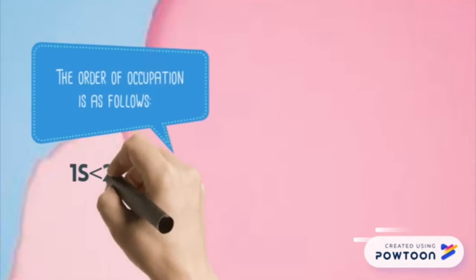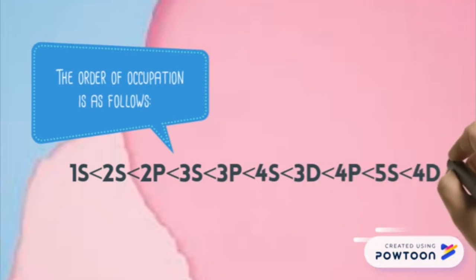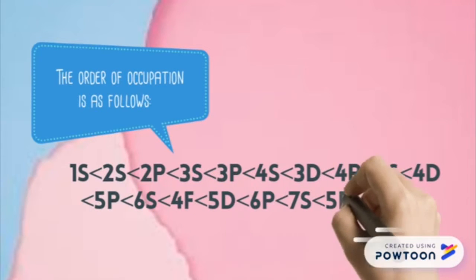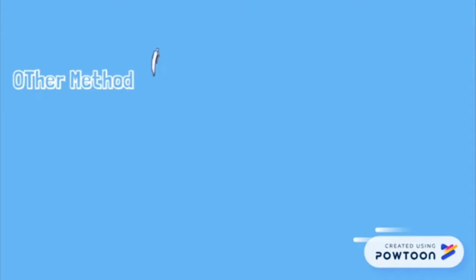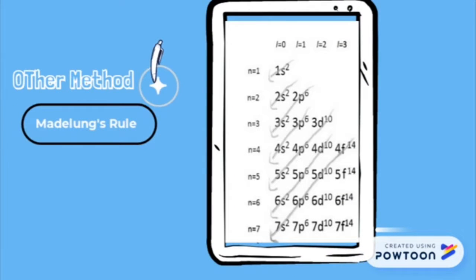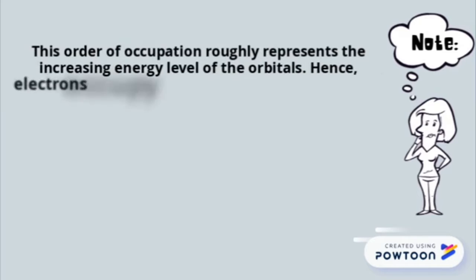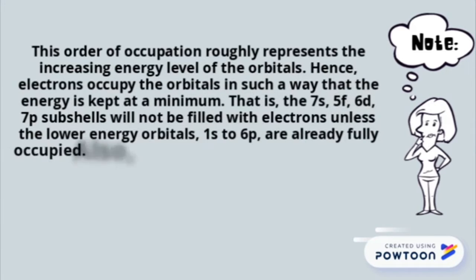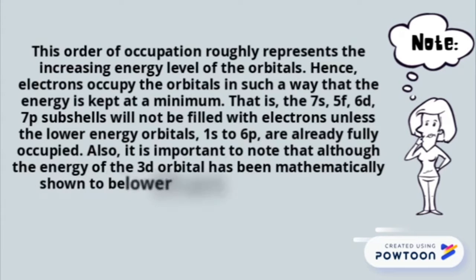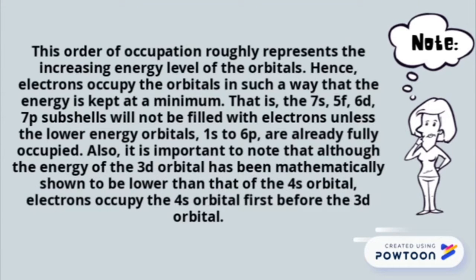The order of occupation is as follows. The method is Madelung's rule. This order of occupation roughly represents the increasing energy level of the orbitals. Hence, electrons occupy the orbitals in such a way that the energy is kept at a minimum.